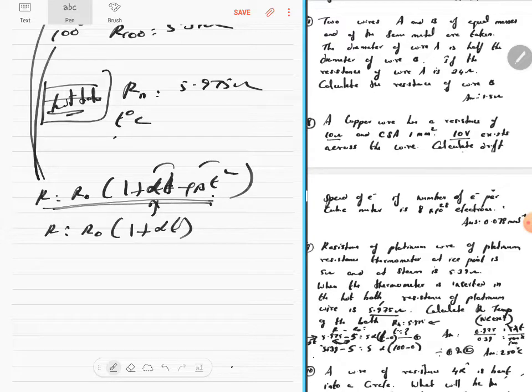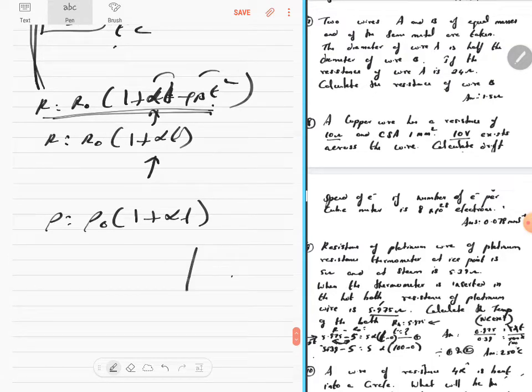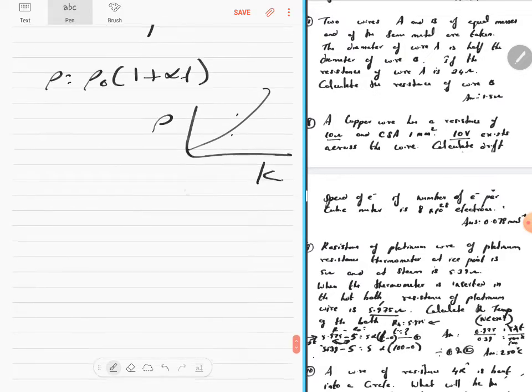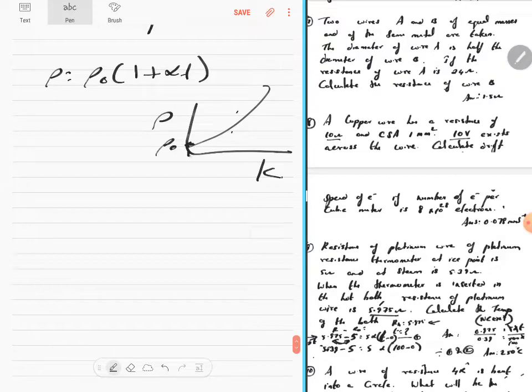Similarly, this alpha is the coefficient of resistance. For the coefficient of resistivity, rho is equal to rho naught into 1 plus alpha T. The same thing you will write with rho. So if you plot a graph between resistivity and temperature in Kelvin, it will be parabolic, right? Moreover, you substitute temperature as 0, you still have R naught. So then in the graph there will be rho naught. There will be some resistance here.